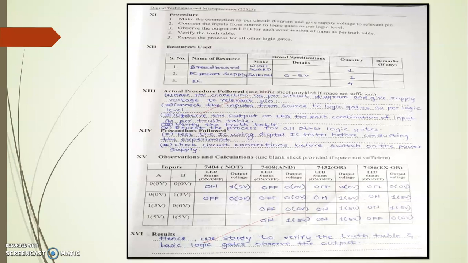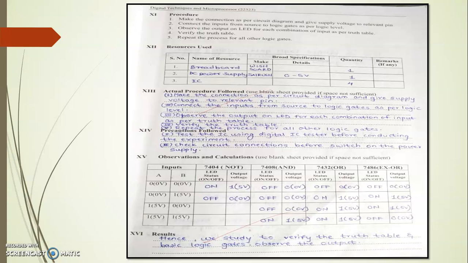For 7404 NOT, if 0 then 1, if 1 then 0. For 7408, the outputs are 0, 0, 0, 1. That means 3 times off and 1 time on. You can see here 0 into 0 is 0, 0 into 1 and 1 into 0 are 0, and 1 into 1 is 1. 1 means on and 0 means off.